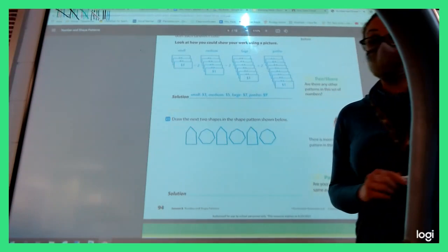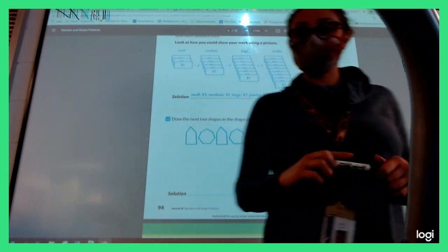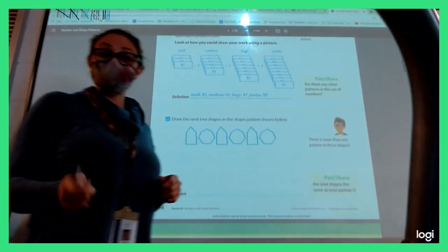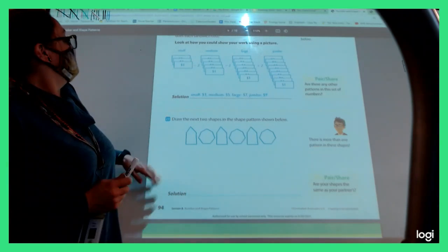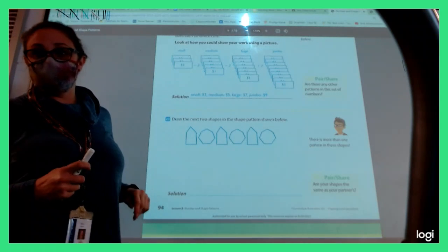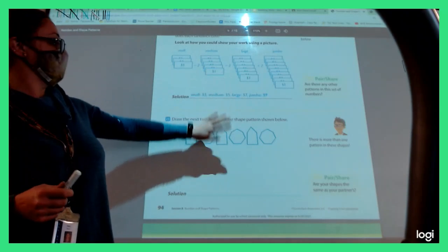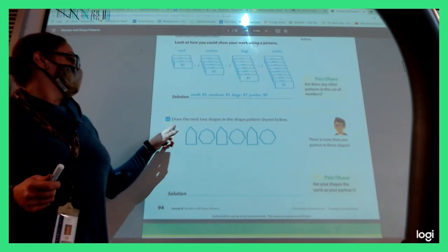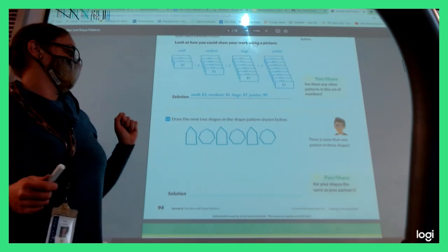We are reviewing on page 94 in your instruction book for your quiz, which for you all will be on Monday. So, the examples at the top, as always, read those examples if you're getting confused. I'm not going to spend the time to go over it. We will start at 23. Draw the next two shapes in the shape pattern below.